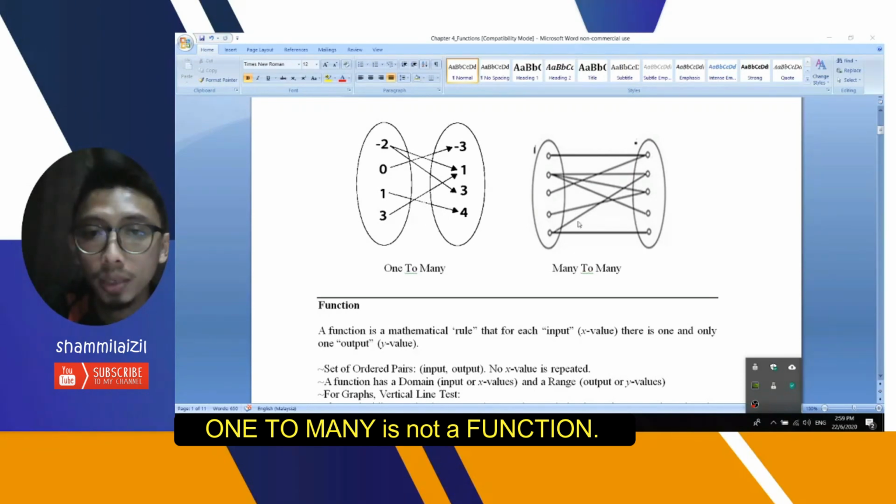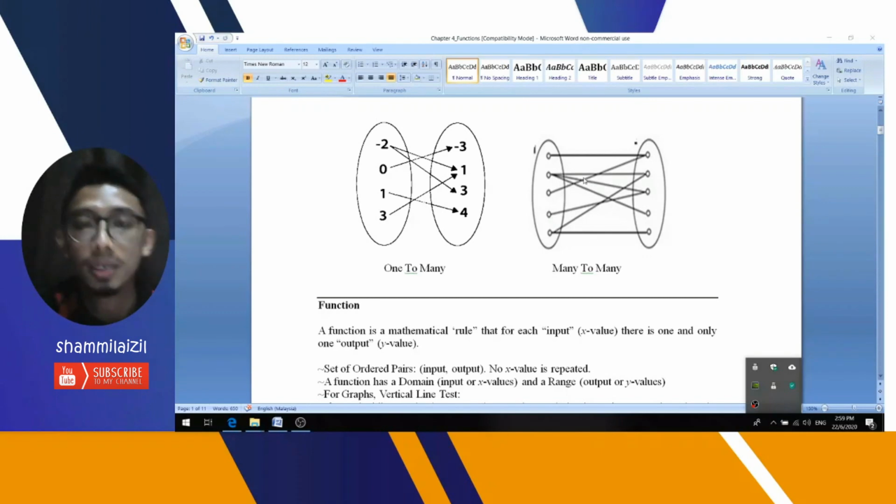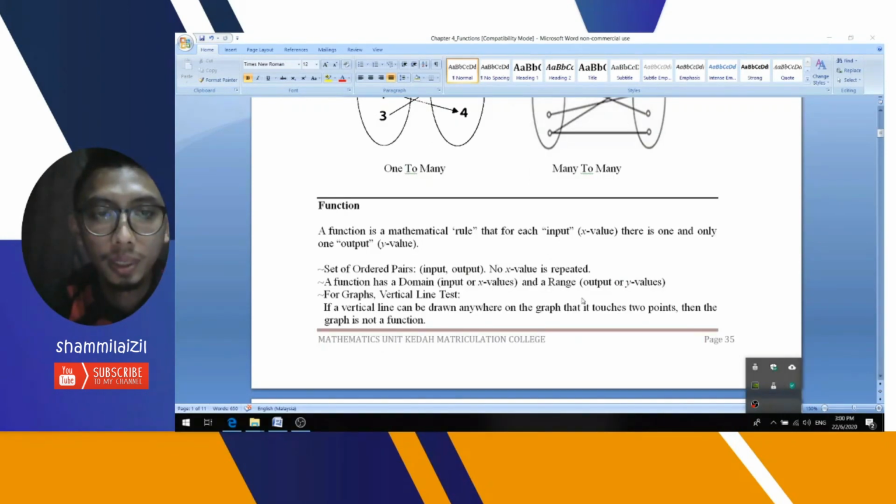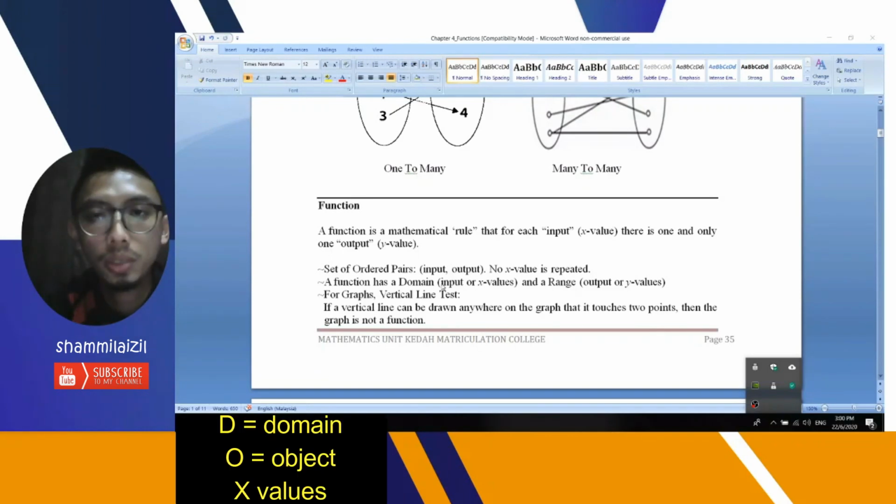Many to many is of course not a function. Why? Because we want each input here to have a single y only. Therefore, many to many is totally not a function. Okay, let me help you remember this. A function has a domain and a range. Just remember the word DOX, D-O-X.